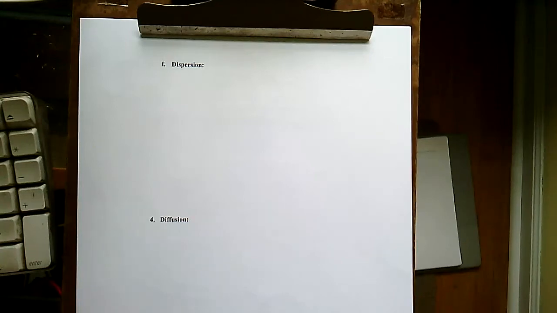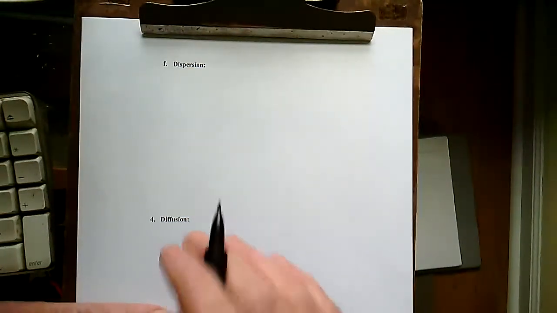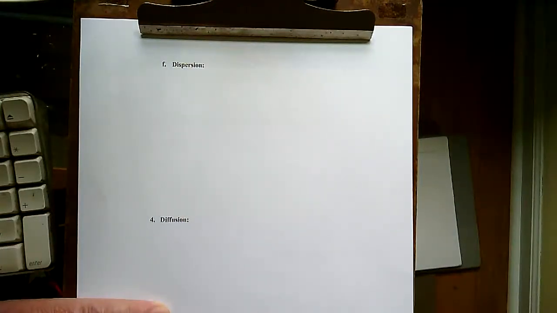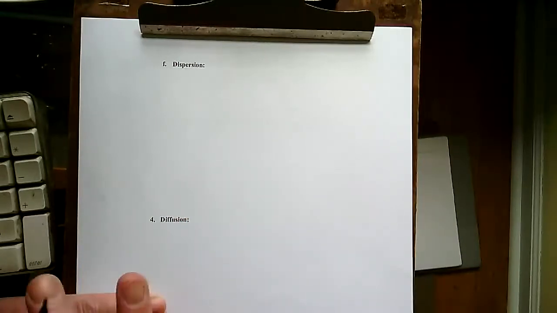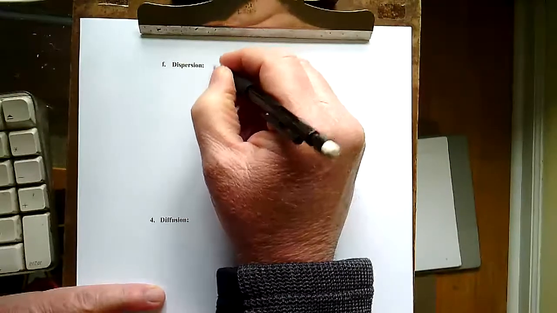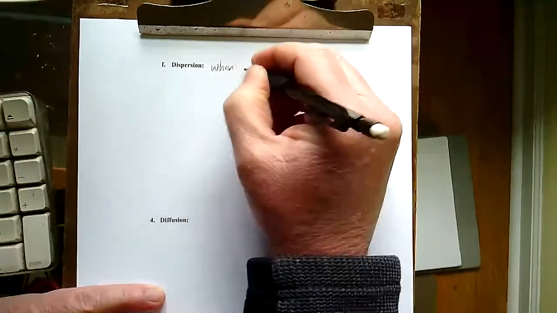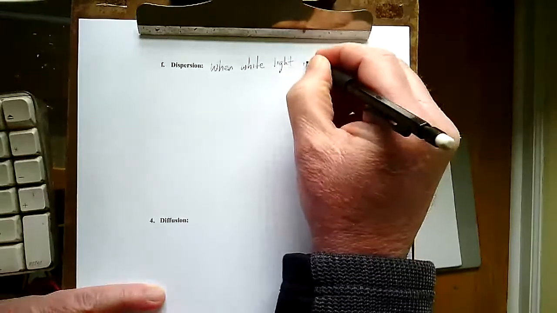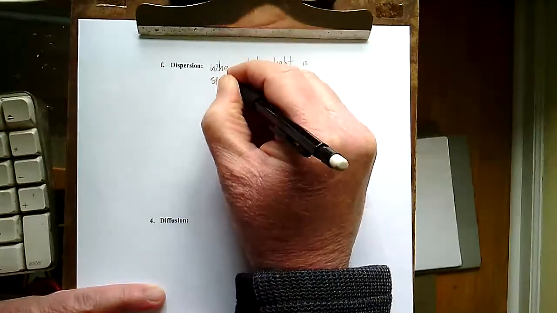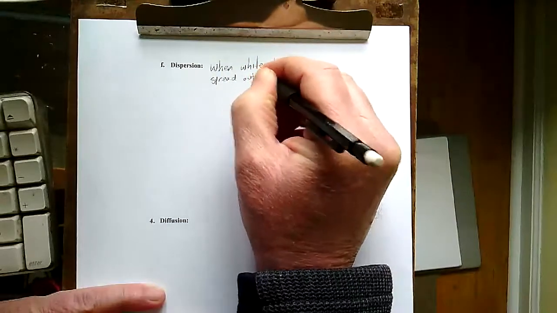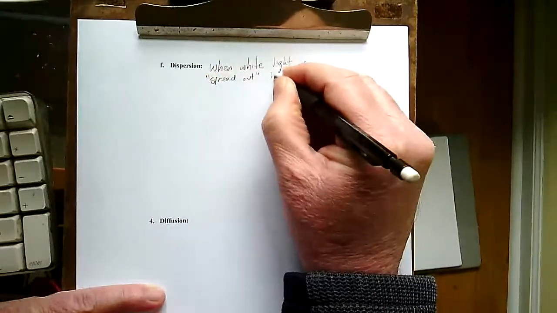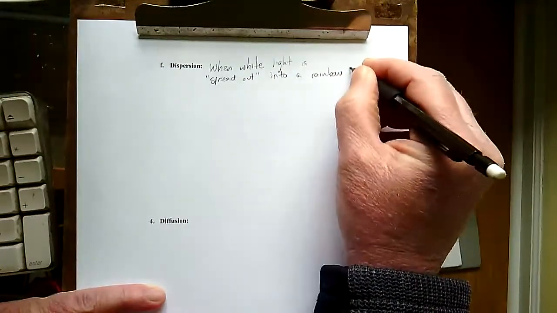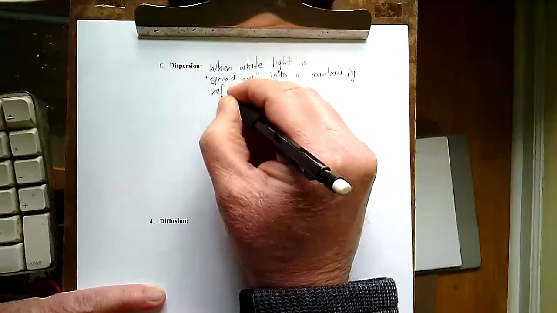All right, this is going to be the end of our waves unit, and we just have a few definitions. Our first one is going to be dispersion. To disperse, if a bunch of people are in a room and they disperse, it means they spread out. So this is when white light is spread out into a rainbow by refraction.